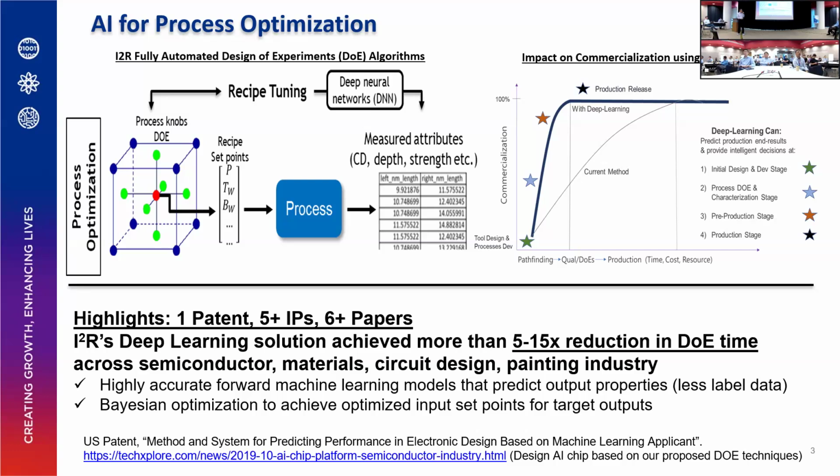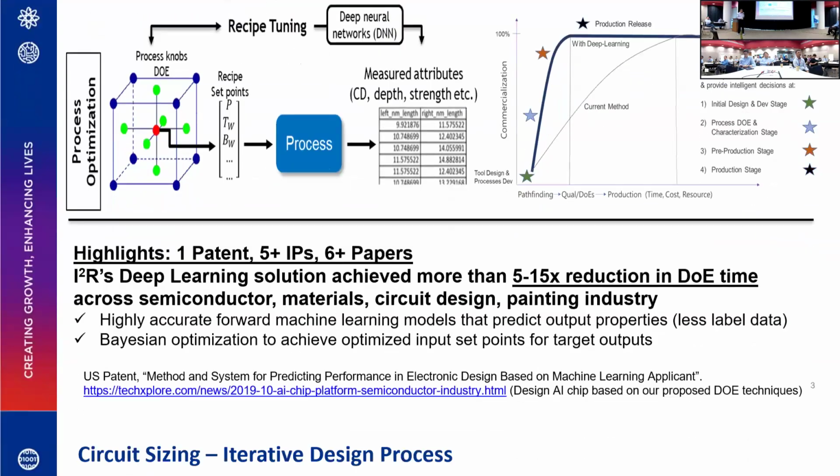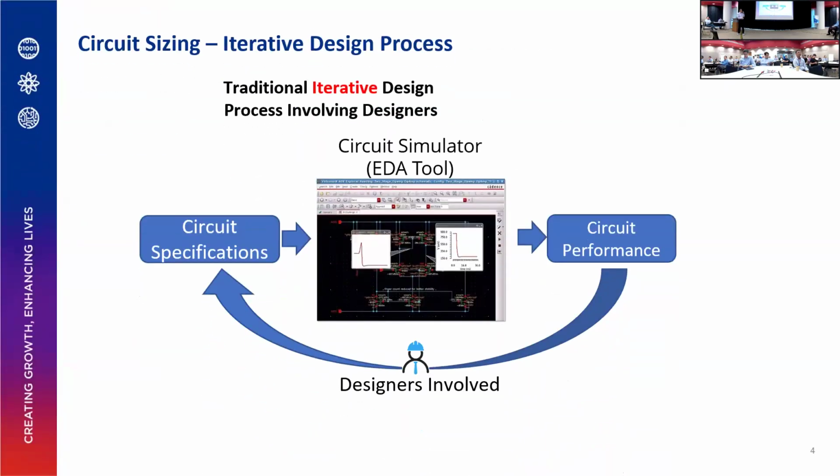And our team actually worked on this in the past years, trying to develop deep learning solutions which are able to reduce the DOE time 5 to 15 times across different industries like semiconductor, material, circuit design, and the painting industry. For example, if you want your paint to have a certain property, how do you find the optimal recipe to produce it? I think this is a very exciting area. I think this just gave an example.